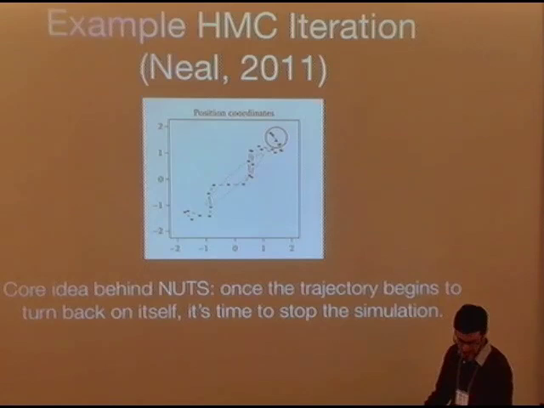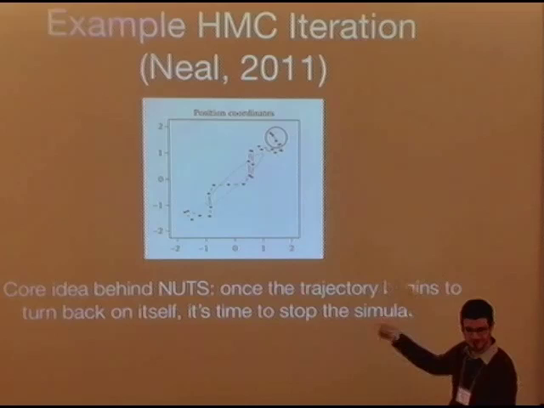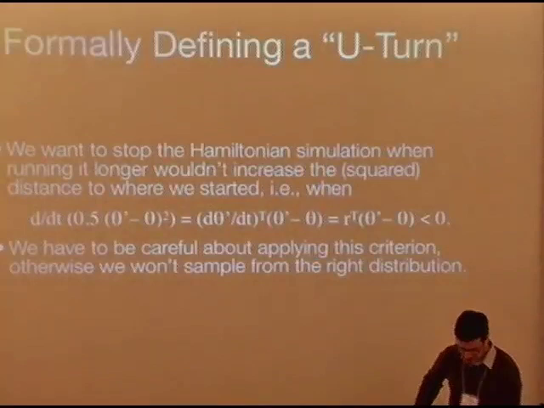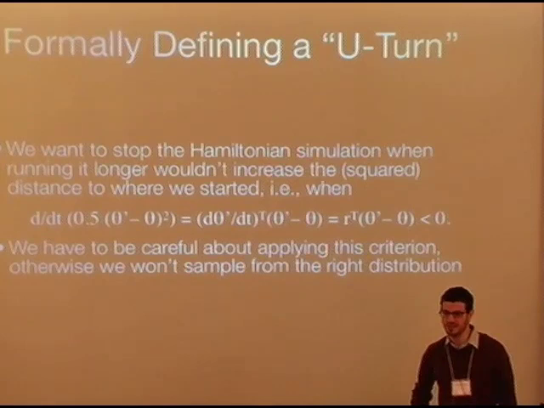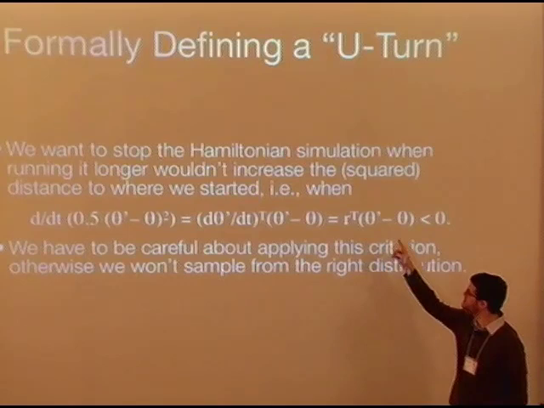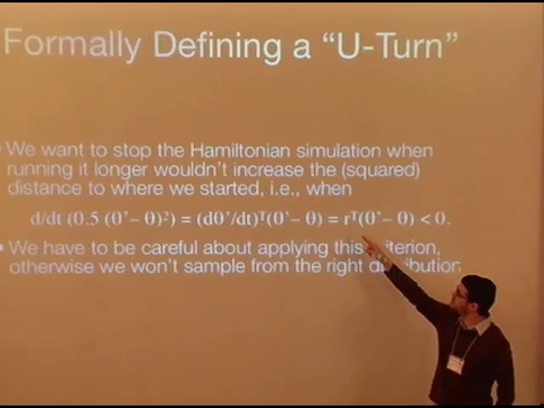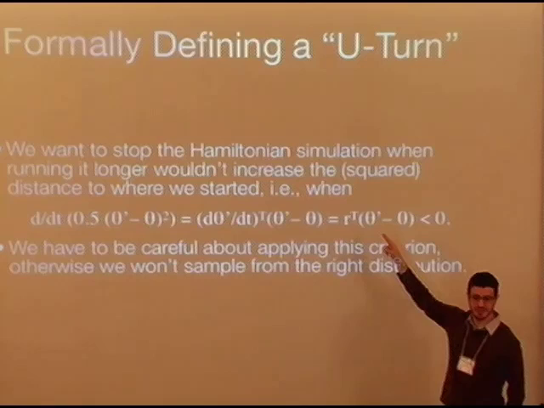And so what we'd like to do, our guiding principle, is that once we start to make a U-turn, once we turn around and start moving backwards, it's time to stop the simulation. Putting that a little bit more formally, we want to stop the Hamiltonian simulation when running it for an infinitesimal length of fictitious time would actually decrease the distance to where we started. And if you do some very simple calculus, that basically winds up being equivalent to this condition here, that when the dot product between the momentum variable and the vector from where we started to where we are goes negative, then it's time to stop the simulation.